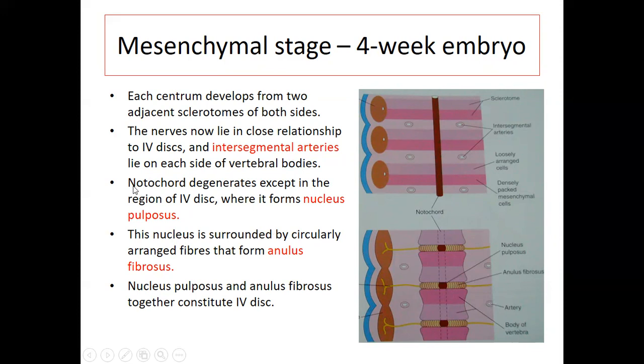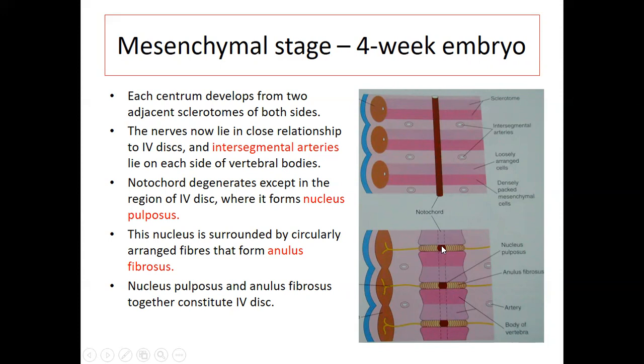And then the notochord degenerates. This is the notochord, right in the middle, the cylindrical structure here. The notochord will degenerate at the centrum here, except there are some portions where the notochord will be retained. Here, it will be retained in the region of the intervertebral disc, where this notochord will form the nucleus pulposus.